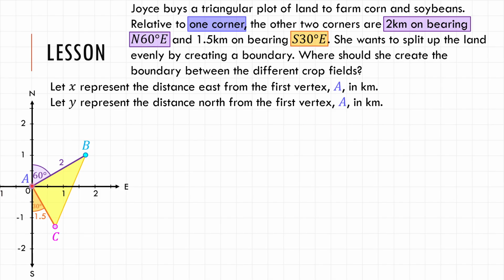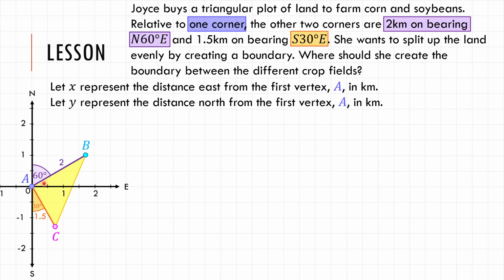Now, if I want to find the boundary that she should create, I really want to know the exact locations of these points here, right? Whenever we're doing analytical geometry, it really helps to find the vertices of our shape. I know that A is at 0, 0, obviously, but how can I find out the coordinates of B?